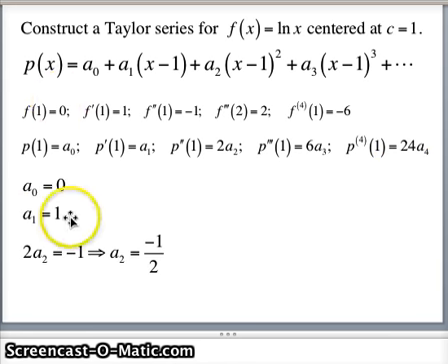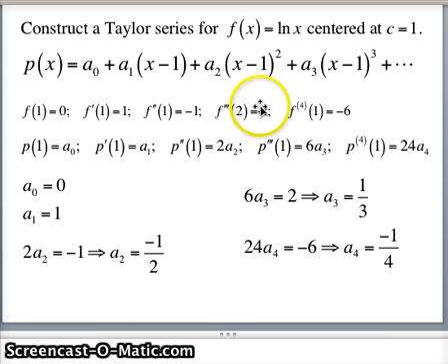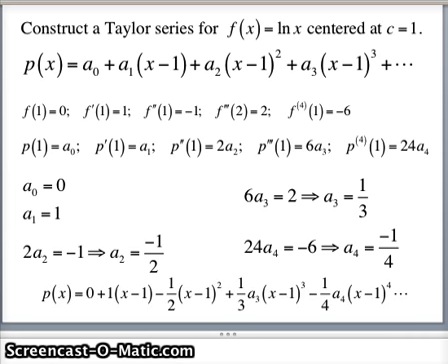So of course a naught is 0, a1 is 1. If 2a2 is negative 1, then a2 is negative a half. If 6a3 is 2, then a3 is 2/6 or a third. If 24a4 is negative 6, then a4 is negative 6/24 or negative 1/4. So we have a0, a1, a2, a3, a4. So we have a polynomial up to the fourth term, but it's pretty obvious what that is going to be in terms of our pattern.